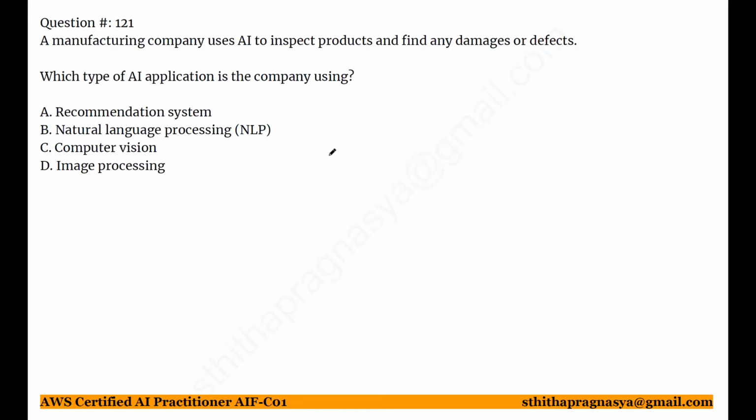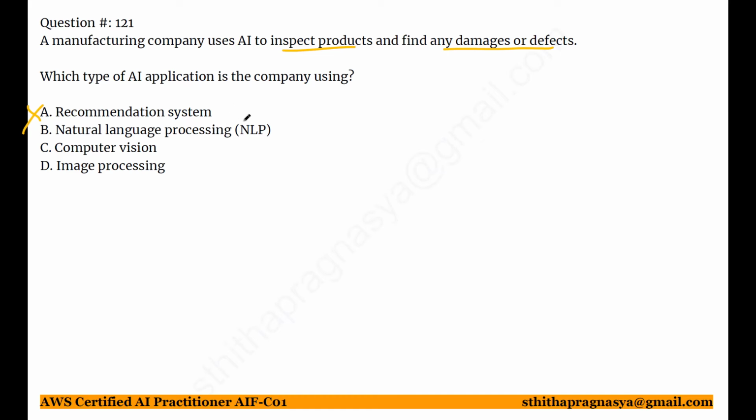The question asks to identify the type of AI application used by a manufacturing company to inspect products and detect damages or defects. Which one? Is it recommendation engine? No, this suggests items based on user preferences or behaviors. You might have seen this in action while watching Netflix movies or buying products on Amazon, right? You will see recommended products, recommended movies, shows, etc. That's a recommendation system or recommendation engine in action.